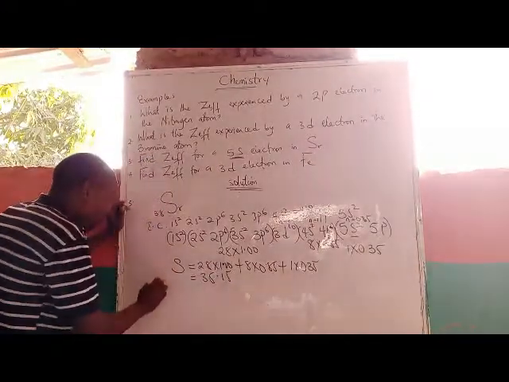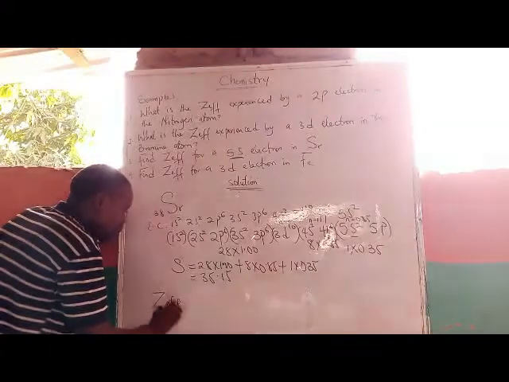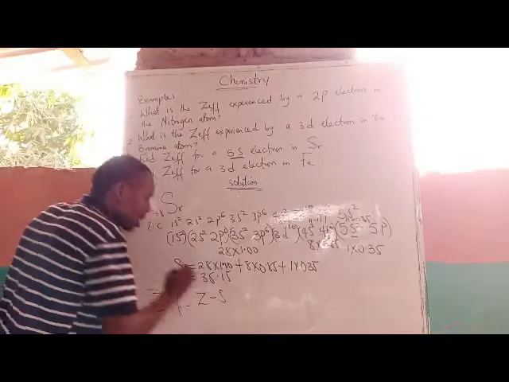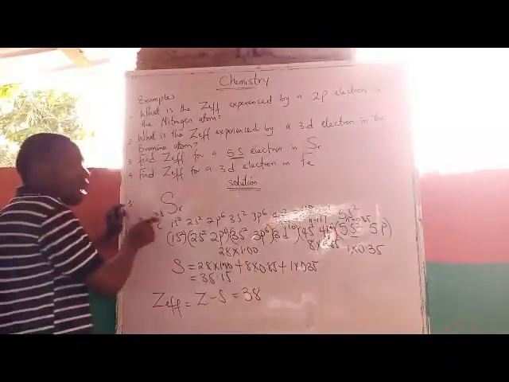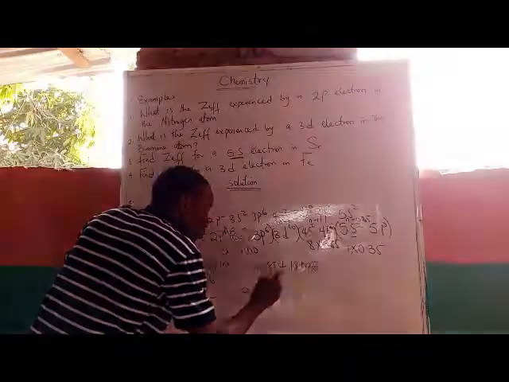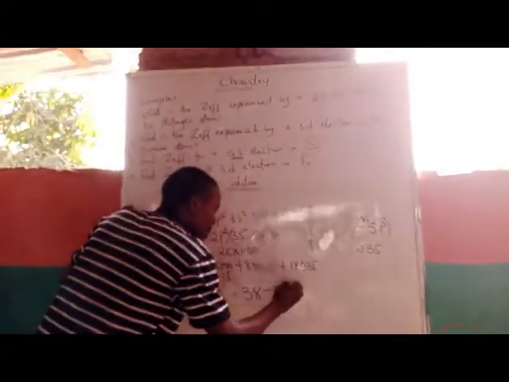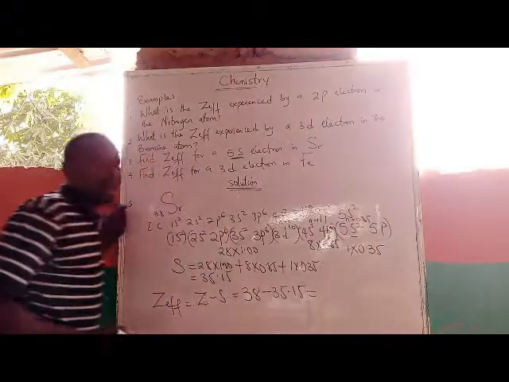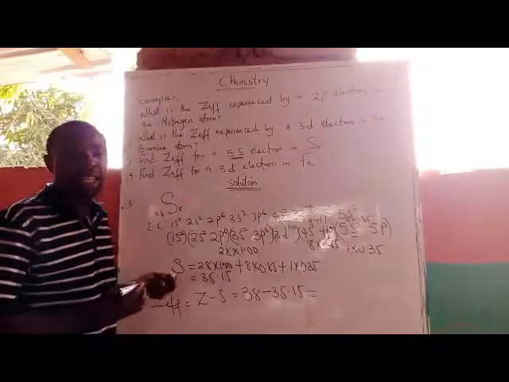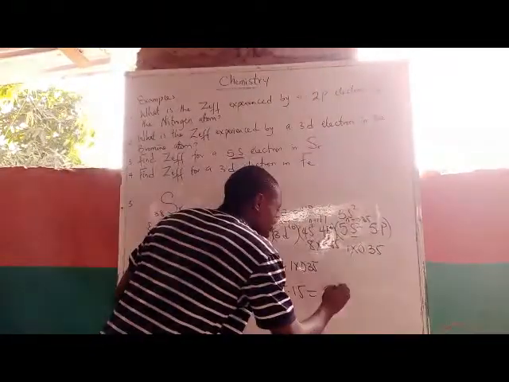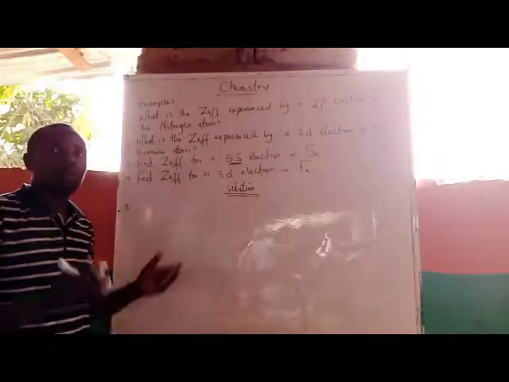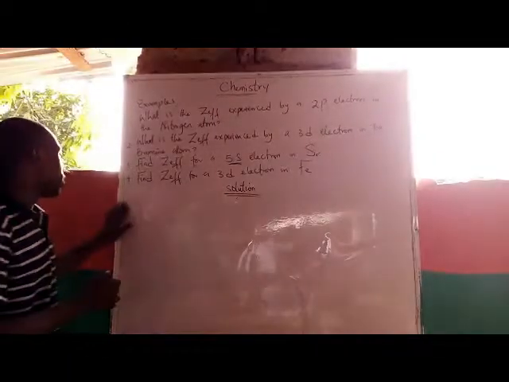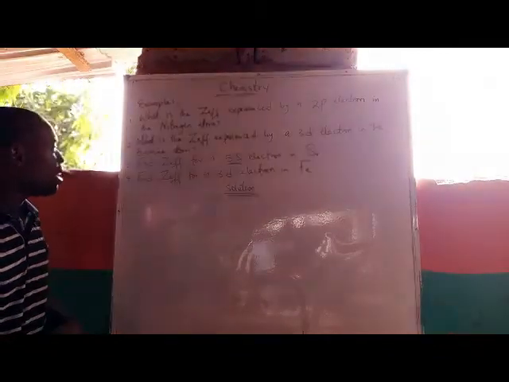Altogether, my answer will give me 35.15. So the effective nuclear charge is equal to Z minus S. My Z is 38, which is the actual atomic number here, minus 35.15. So when I do the subtraction, the answer should give me 2.85.